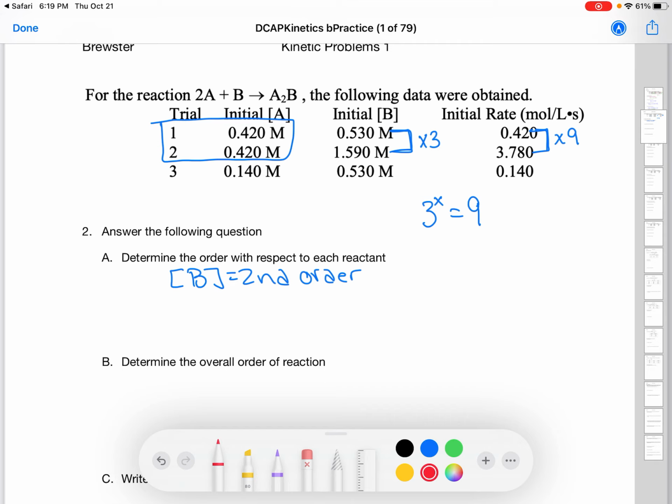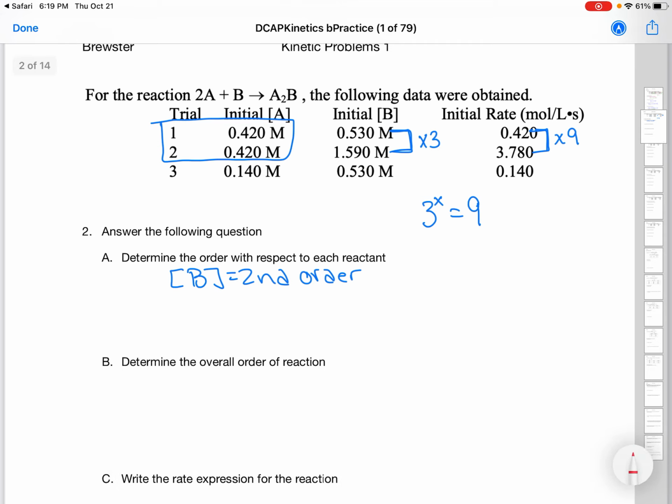And so now I'm going to look again, and I need to find 2 places. So here for B, it's being held constant between 1 and 3, so I compare trials 1 and 3 for A. And when I look, they're the same. So it's 0.420 and 0.14. And so A is first order.